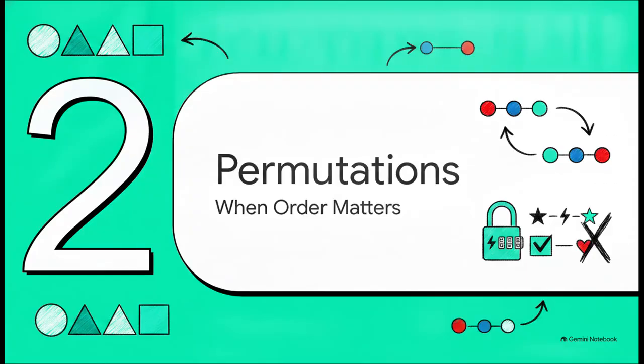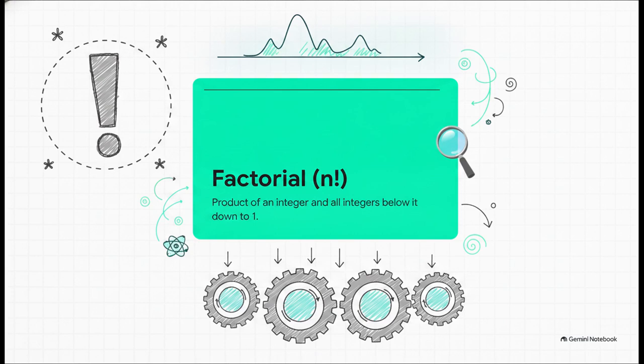Crazy, right? Moving on to Section 2, permutations. This is for when order matters. So, in a permutation, the exact sequence of your items is absolutely crucial. If you change the order, you completely change the result. To navigate this, we need to decode a special mathematical key, the factorial. Denoted by an exclamation point, n factorial basically just means taking an integer and multiplying it by every whole number below it, all the way down to 1. So, for example, 4 factorial is 4 times 3 times 2 times 1, which equals 24.